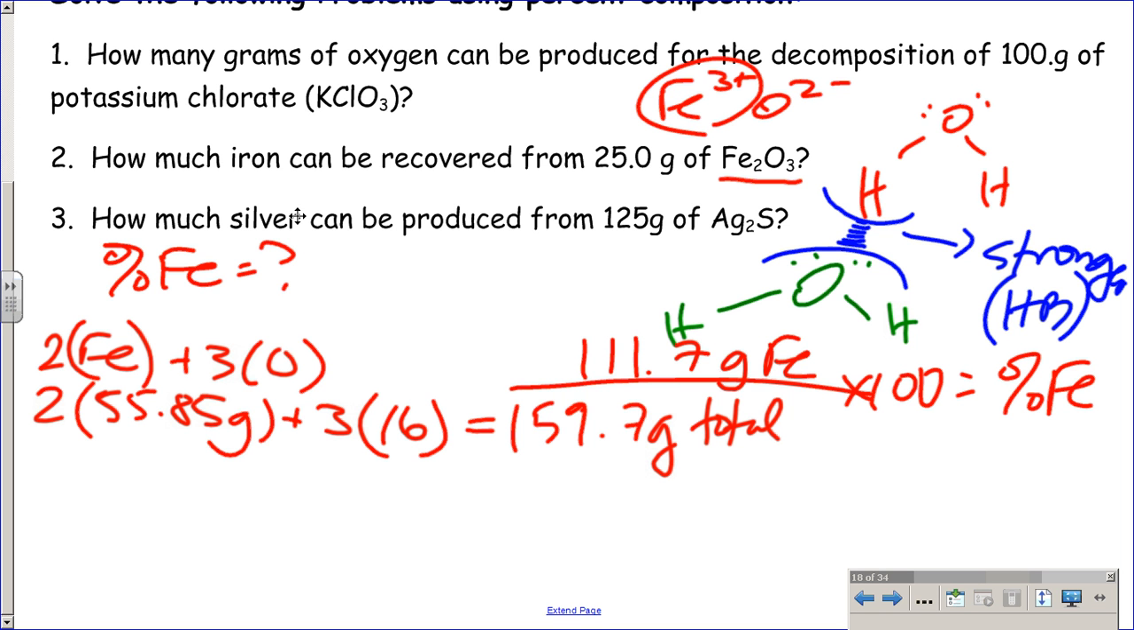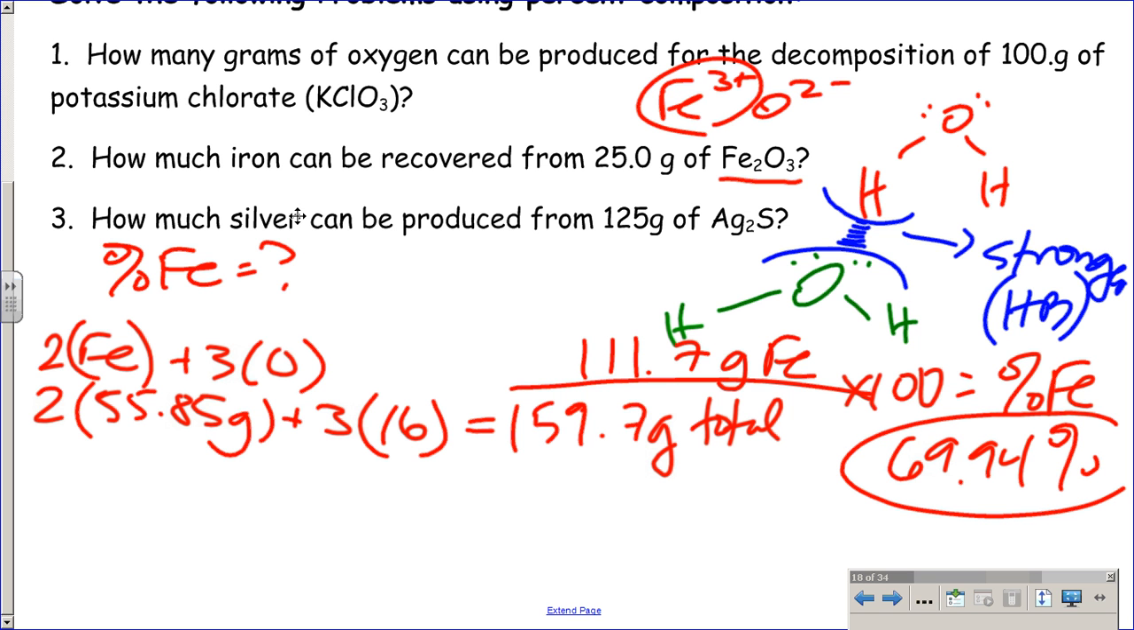It's just part over whole. So the part that we're looking for over the total sample. So that divided by 159.7 is 69.94%. All right, so now we've got the percentage of iron, but we still don't have the answer. Josh, what do you do to find the answer for number 2?